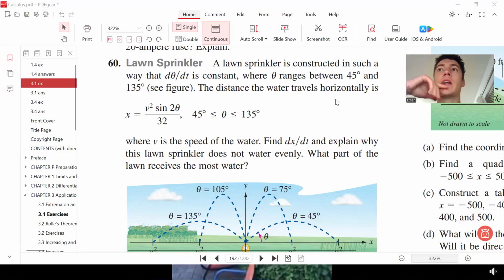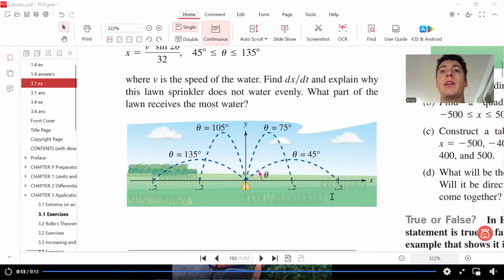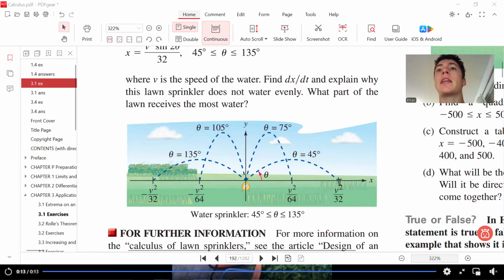Hello, we are going to solve this sprinkler problem where we have an oscillating sprinkler going between 45 and 135 degrees, and it's watering a lawn. They give us this nice diagram here. So we see that the lawn is getting watered between these two X positions from here to here.